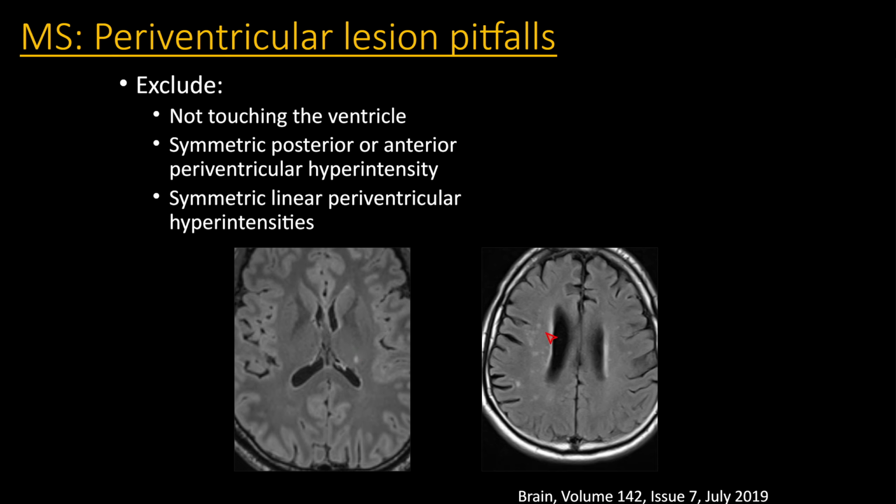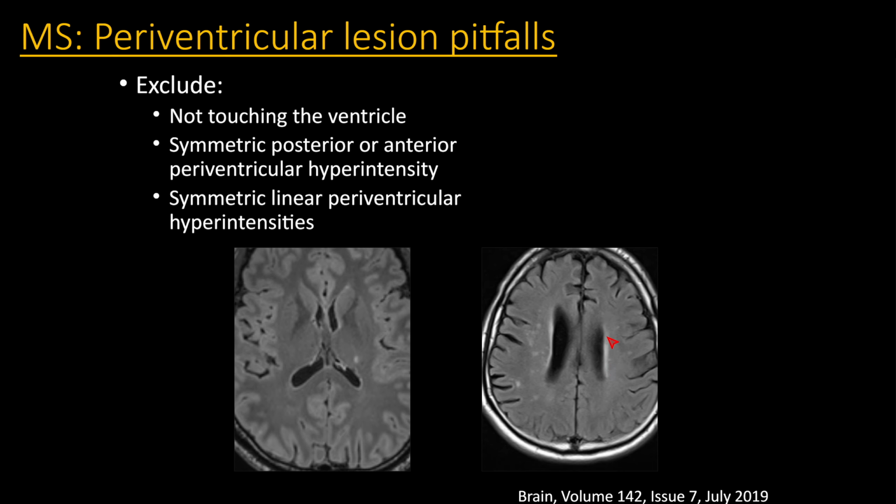And then these are a bunch of other tiny lesions you can see that are far away from the ventricle, so they don't actually touch the ventricle. Now, that being said, the McDonald criteria also exclude the symmetric hyperintensities, posterior or anterior. So these lesions here, these symmetric linear hyperintensities, are also excluded by definition by McDonald. And this particular patient was just a microvascular ischemic patient.